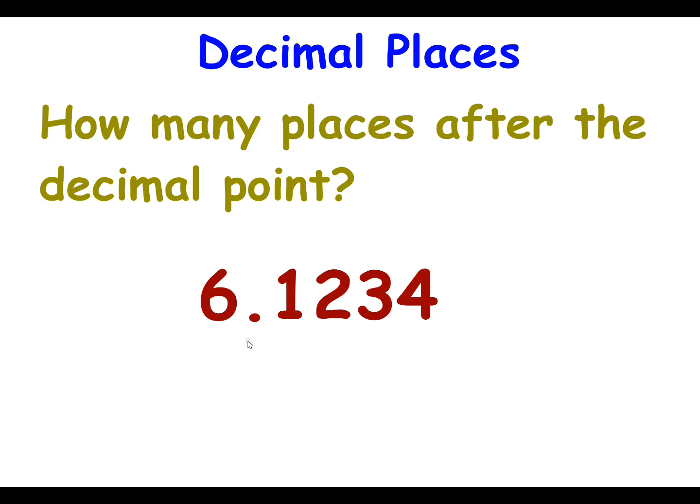So here we have 6.1234. So we have 1, 2, 3, 4 decimal places. So this number would be 1,234 over 1 and 4 zeros. 1, 2, 3, 4 decimal places, 4 zeros. So 1,234 over 10,000. So the decimal place is how many numbers you have after the decimal point, and that will dictate your denominator as well.